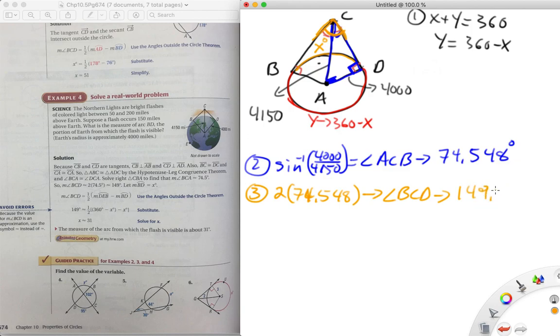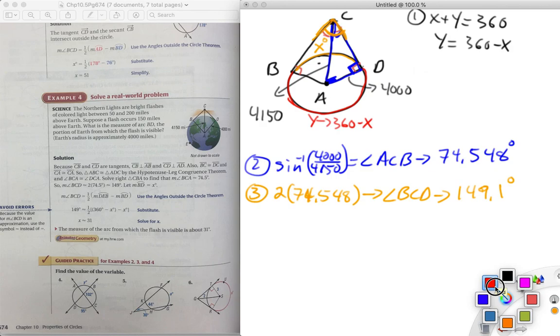Actually, I can round up. 109.1 degrees. Okay. Once I get this angle, and I know that I have 360 minus x and x, now I can use Theorem 10.13 to find the inside arc.